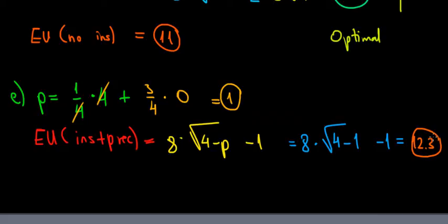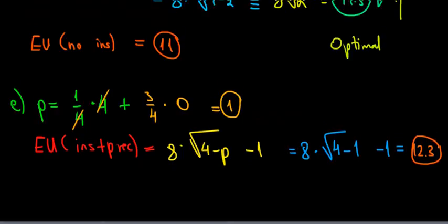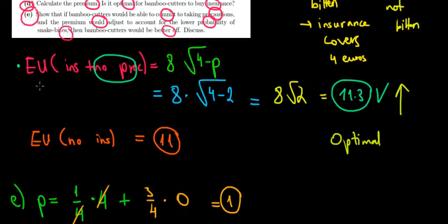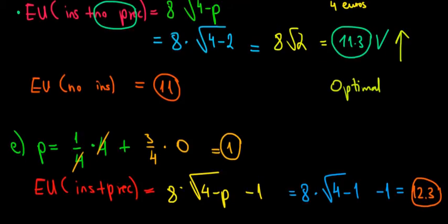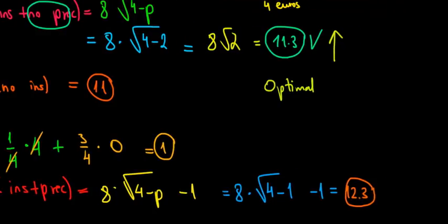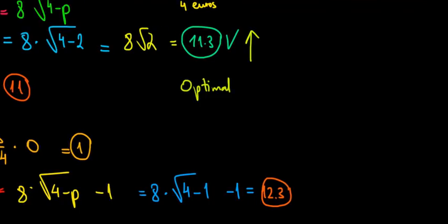Now we must compare this to the alternative. What is the alternative? The alternative is what the guy is doing right now. He's taking insurance but has no precautions, and we saw in the previous video that he gets from that an expected utility of 11.3. So what do we notice? We notice that 12.3 is greater than 11.3, meaning that he is better off declaring that he is going to take precautions, pay a lower premium, and have a higher utility. So yes, he is better off.